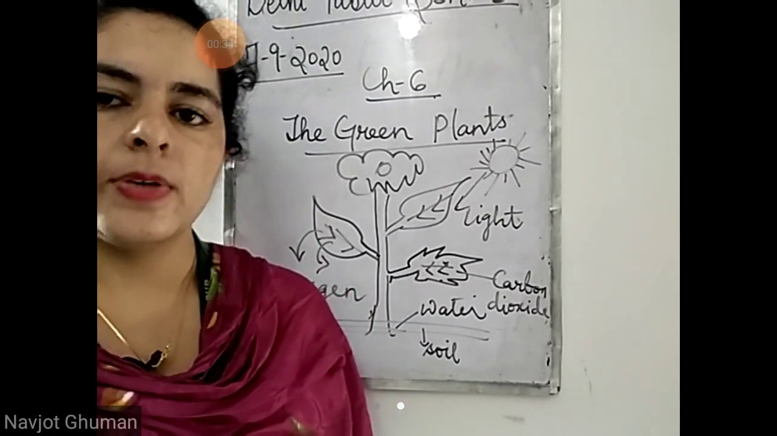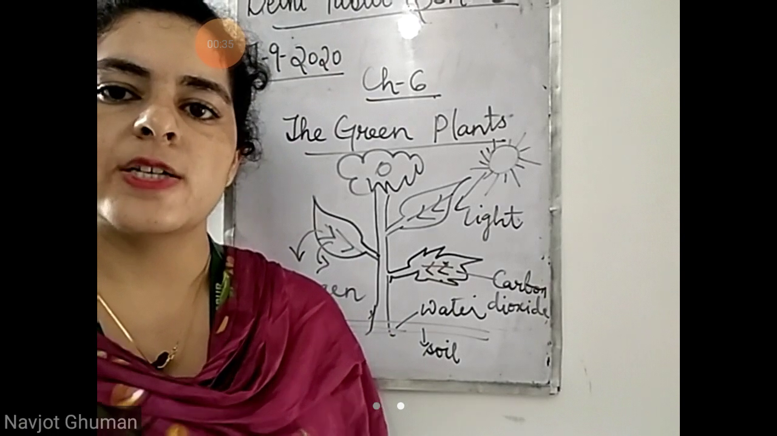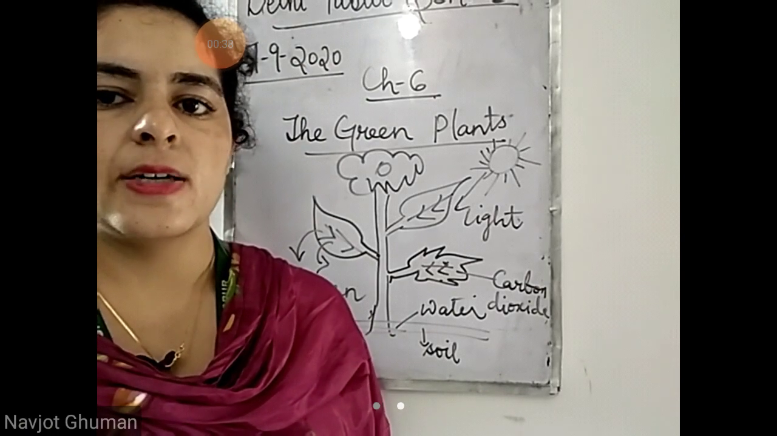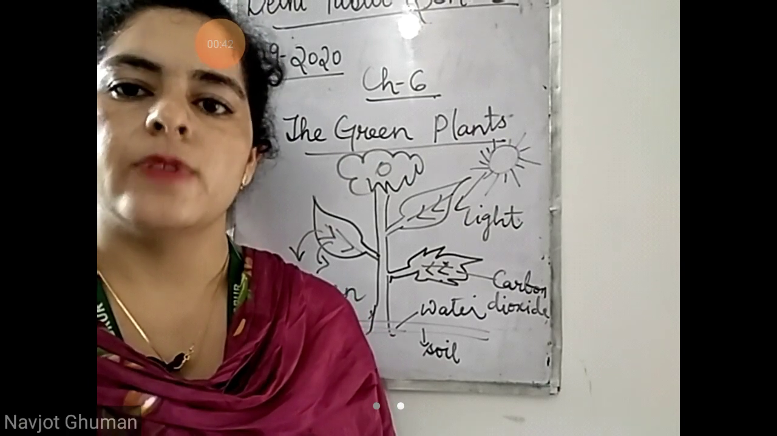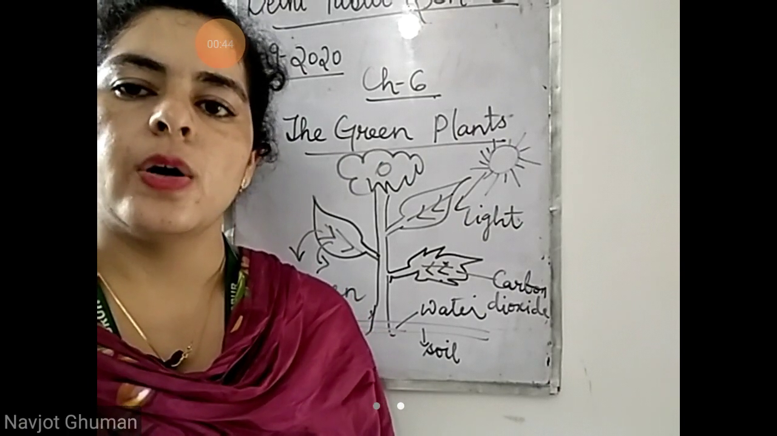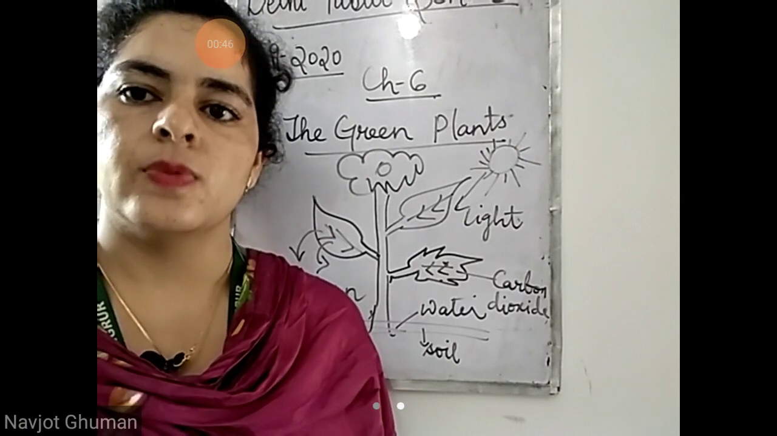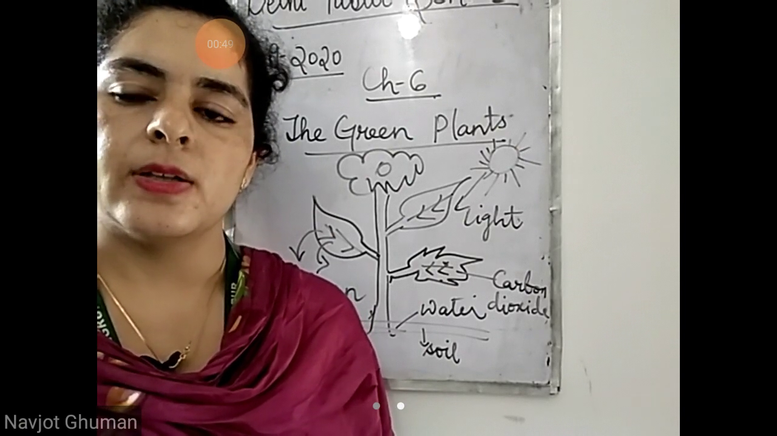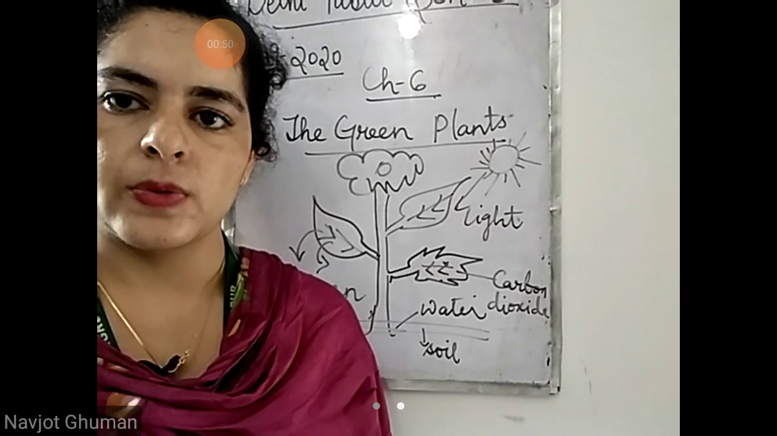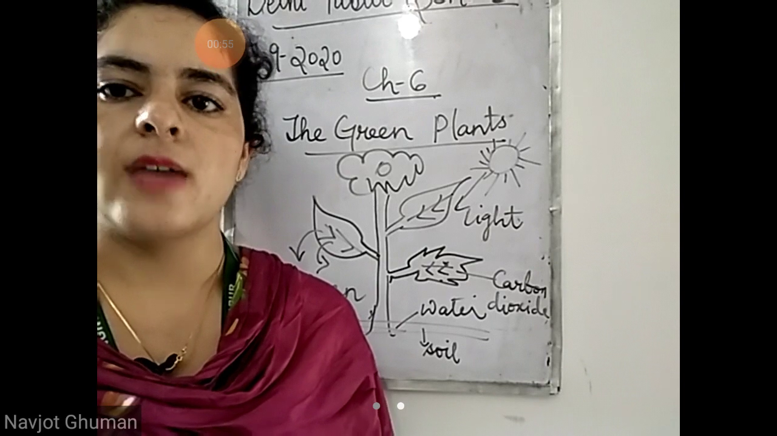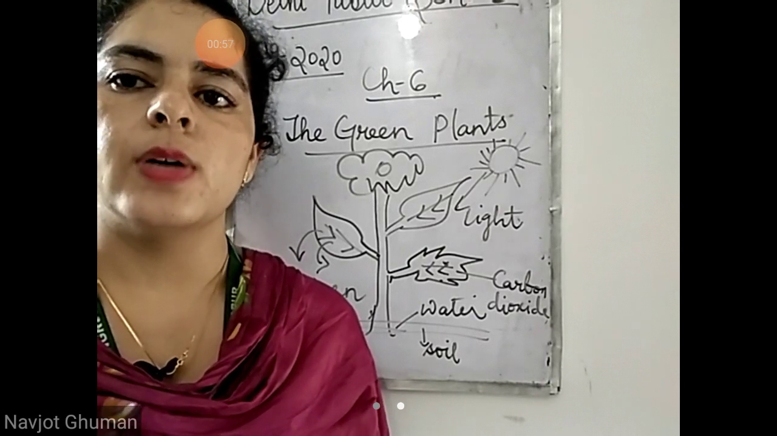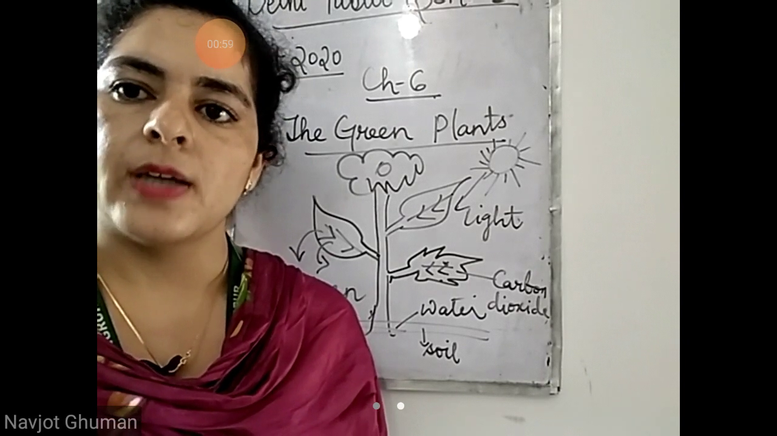So now we were on the topic of how plants prepare their food. Plants are called the producers. Why are they called the producers? Because they prepare their own food. They do not depend on others for their food. So they prepare their own food with the help of the chlorophyll. The main raw materials, the ingredients that they require for making food, are light, water and air.